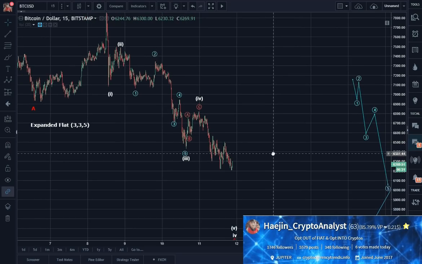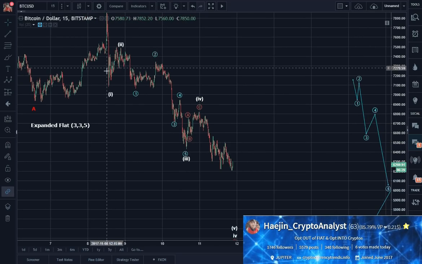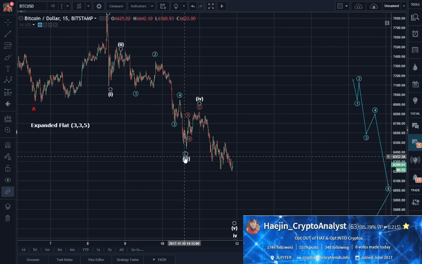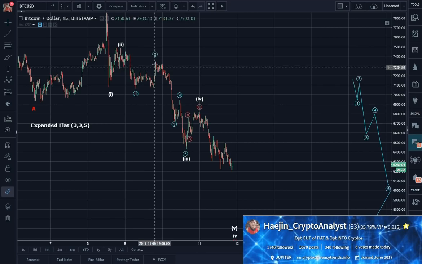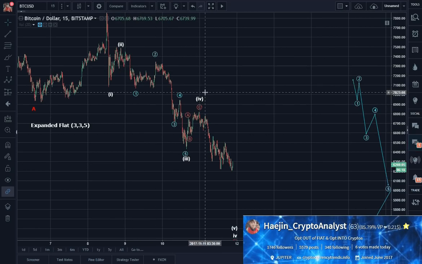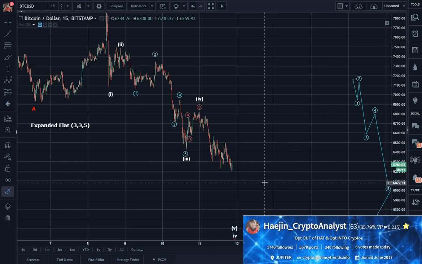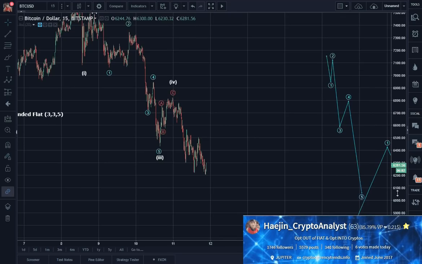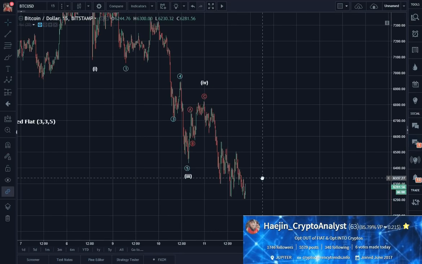So let's bring this down a little bit here. We said this was 1, 2, I'm counting the white waves now, 3, which was subdivided into 5 by the blue waves. 4 was clearly a 3-wave ABC for the 4-wave. Now we are on the 5th. So this is very interesting because now we're on the 15 minutes. I'm just going to stretch a little bit and zoom in.